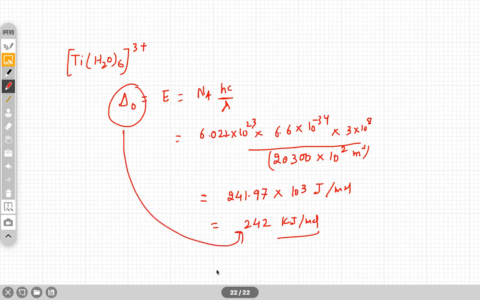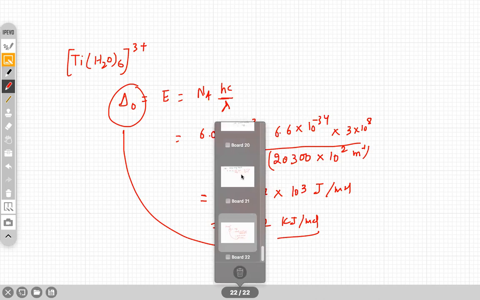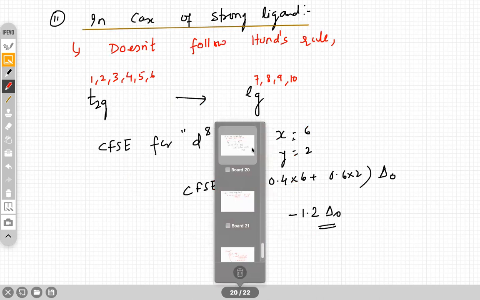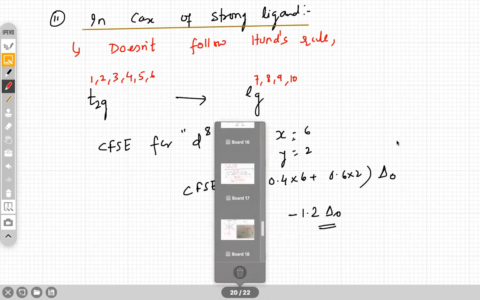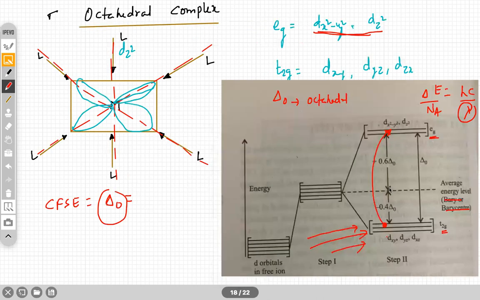So you see, for this complex, this delta O is nothing but the value of the energy, which is this gap here. This gap is the energy, right? This energy is delta O, the splitting we have, which equals Na times hc by lambda, because we are doing a per mole calculation. Did you understand it?